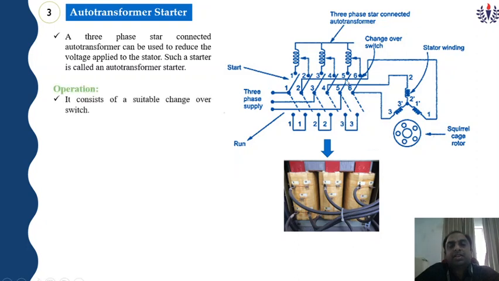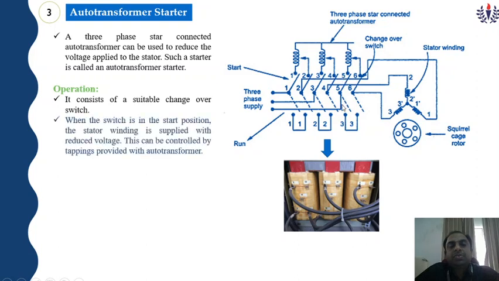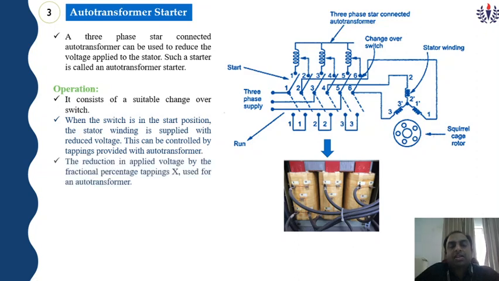Operation: it consists of a suitable changeover switch. When the changeover switch is in start position, the stator winding is supplied with the reduced voltage. This can be controlled by tappings. These are the tappings of the auto transformer. The reduction in applied voltage depends on the fractional percentage of tappings used for the auto transformer.